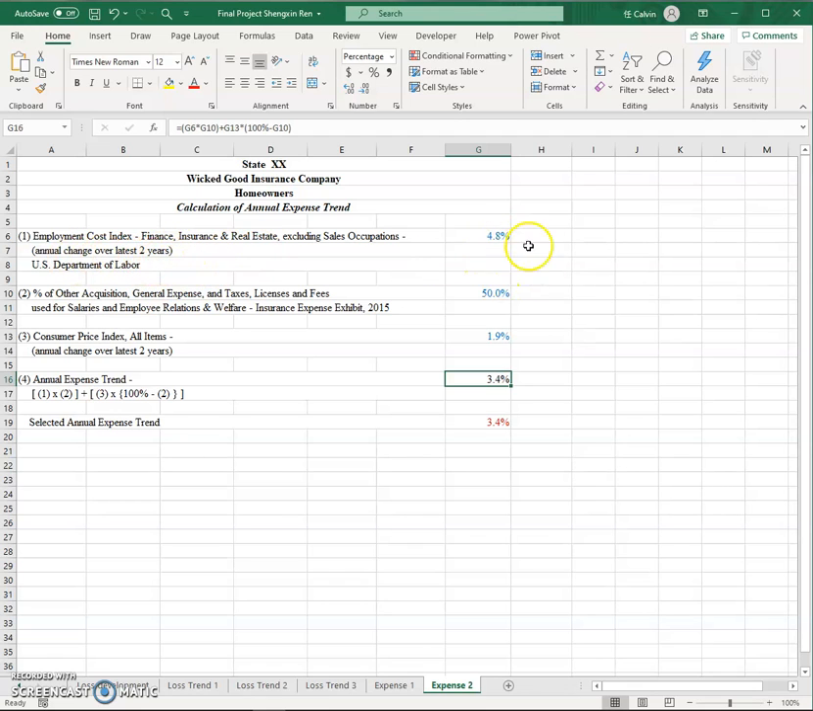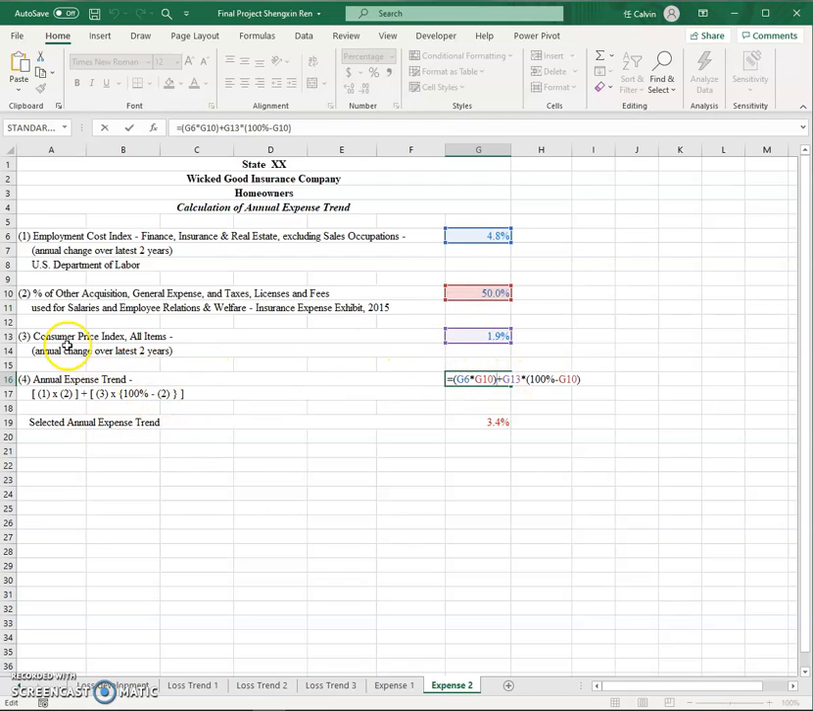are given 4.8%, and percentage of other acquisition 50% given. Consumer price index is also annual change over last 2 years, 1.9% given. And the annual expense trend is to use the annual change over last 2 years of employment cost index times the percentage of other acquisition, general expense and taxes, license, etc.